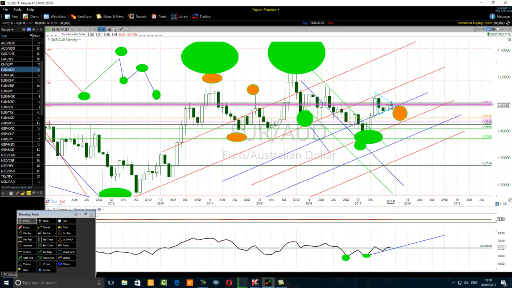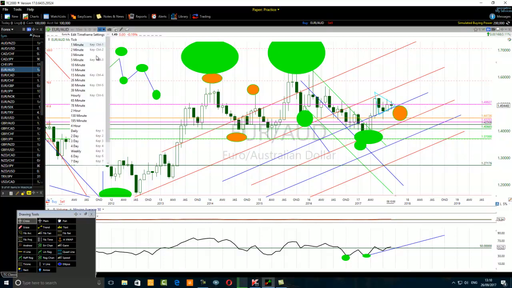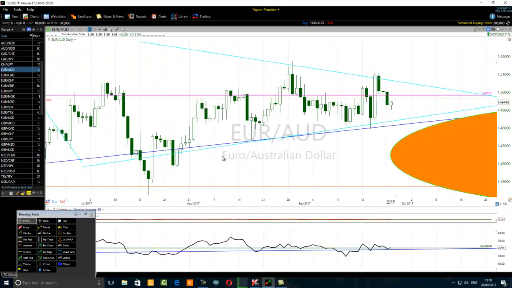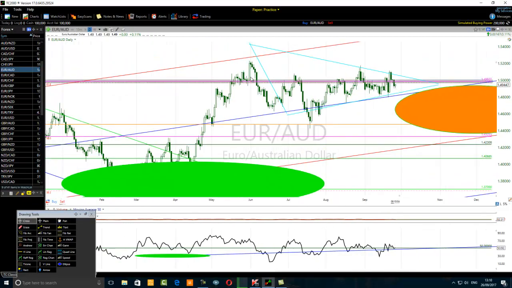All right, so pay attention to the pink trend line, the blue trend line, the pink key level, the triangle, and the hot spot trading zone. From this point onward, I'm on the monthly chart, we can go to the daily chart to zoom into it. So this is our pink line, this is our triangle there. You see that.